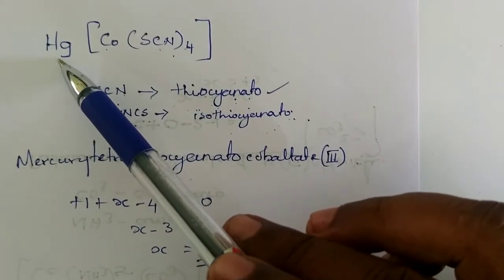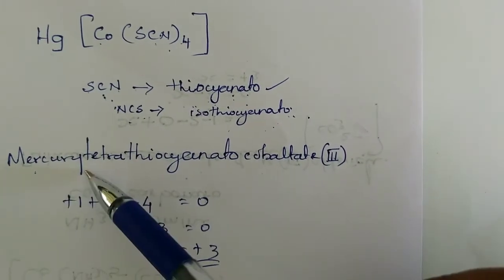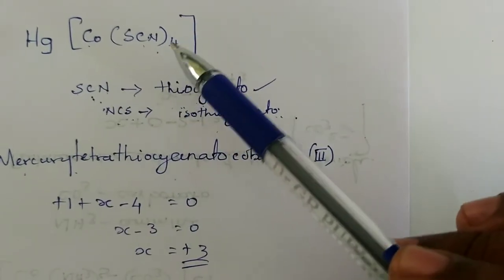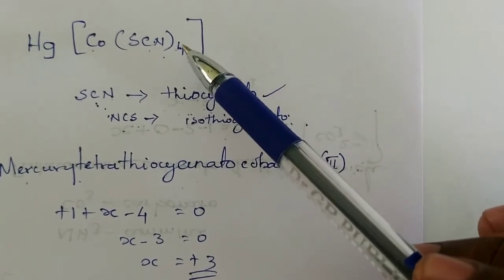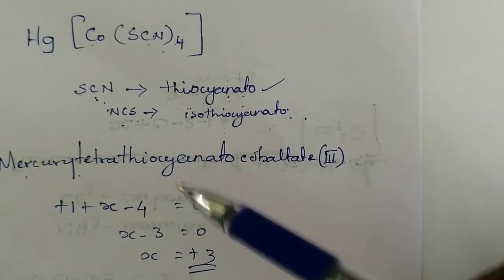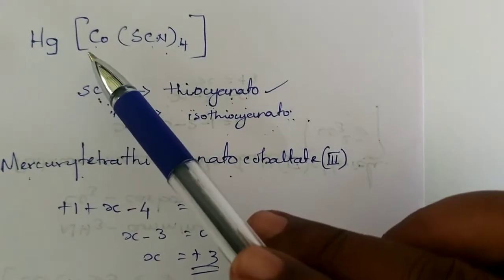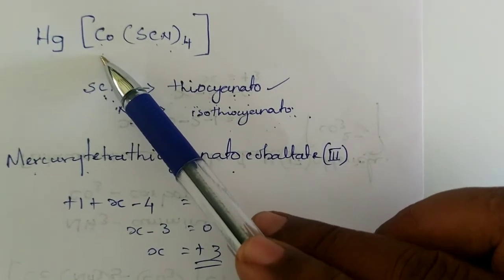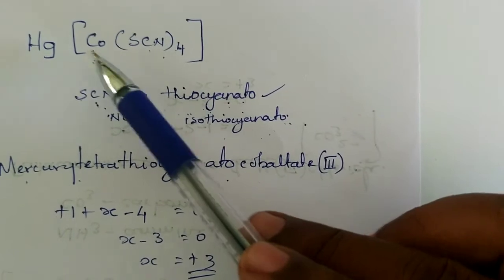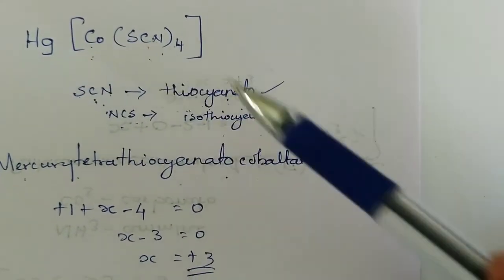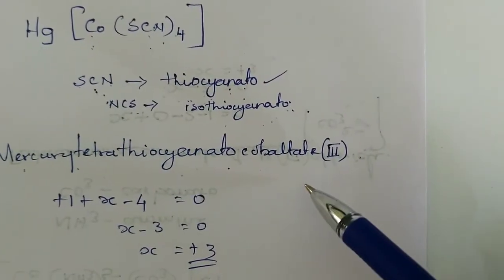First, as a cationic part, mercury is present, so we have to use mercury. The thiocyanato ligand is repeating 4 times, so tetrathiocyanato. Now, we have to write the name of the central metal atom. The central metal atom is cobalt, but it is the central metal atom of the anionic part, so its name ends with -ate. So, the name is cobaltate.